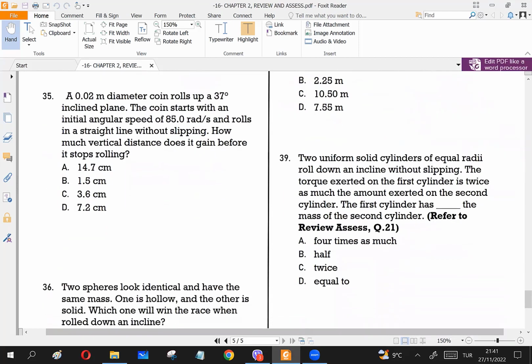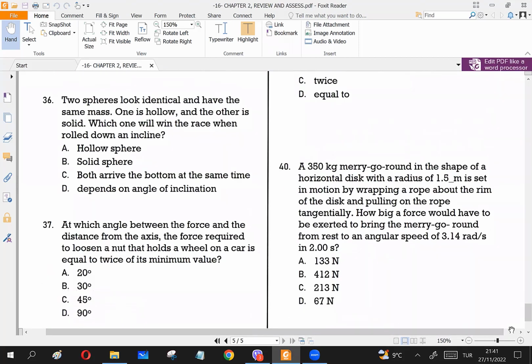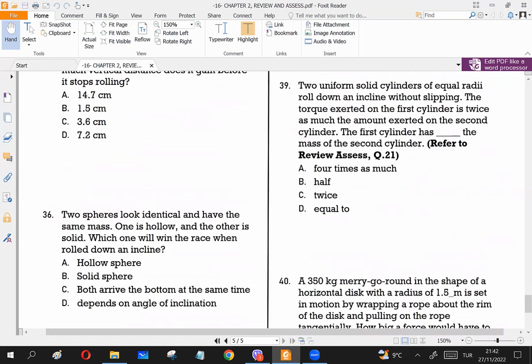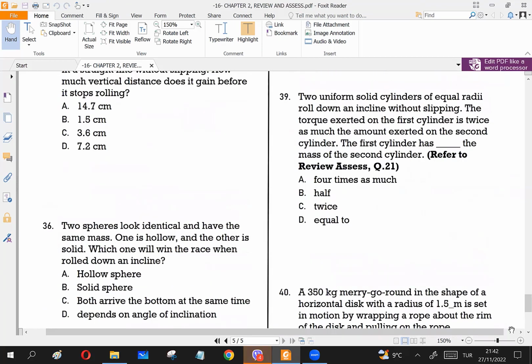Question number 39. Two uniform cylinders of equal radii roll down an incline without slipping. The torque exerted on the first cylinder is twice as much as the torque exerted on the second cylinder. The first cylinder has blah blah, the mass of the second cylinder. This is the opposite of the question which was asked in ministry, and also the chapter 3 question. Mass produces force, force produces torque. Or think the opposite way: torque is produced by the force produced by the mass.